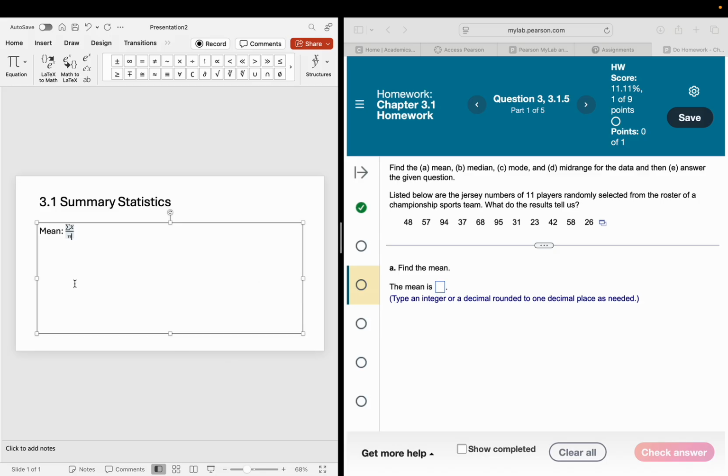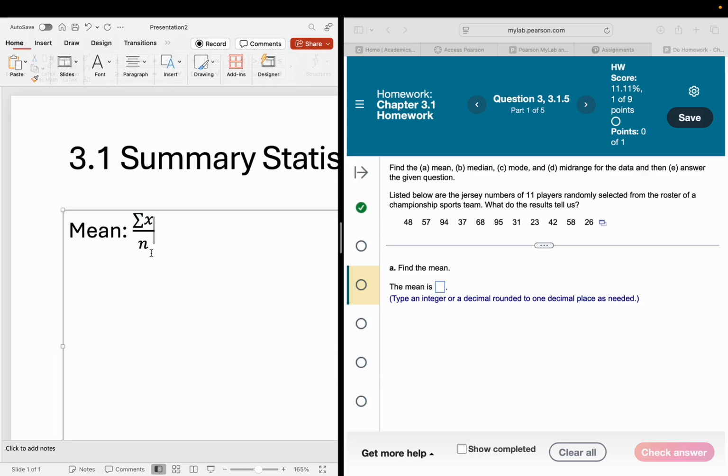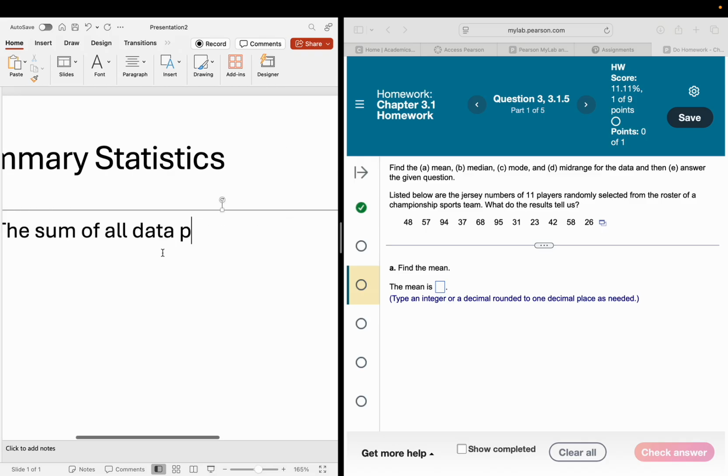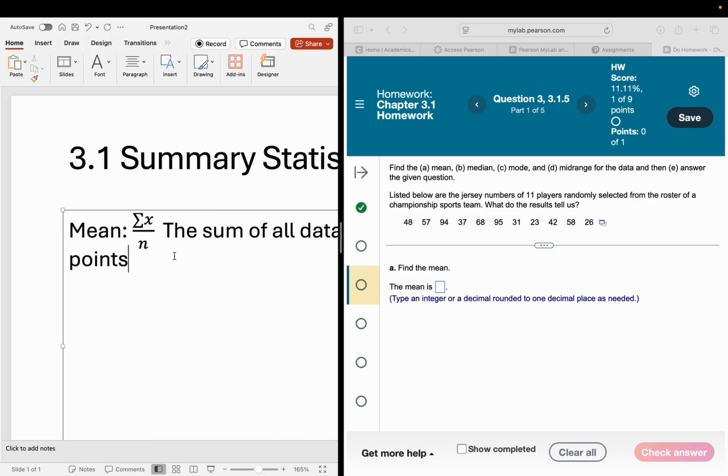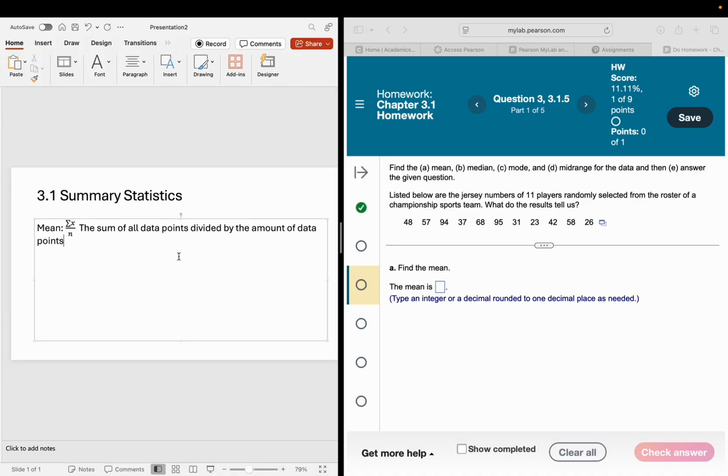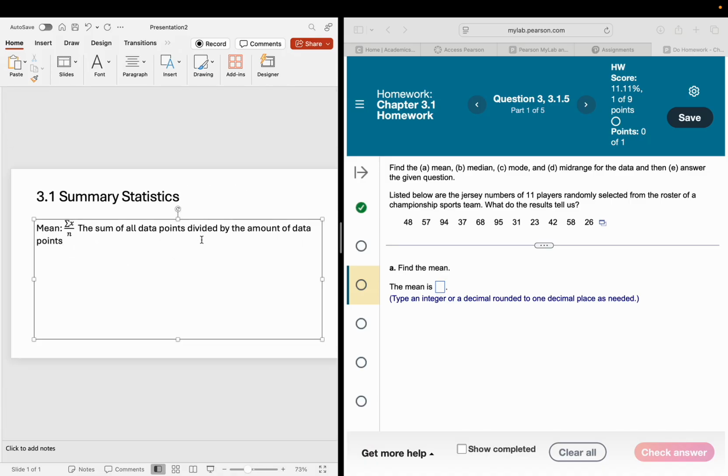Now, this formula right here is our new mathematical definition, or way of writing, mean. It is the sum of all data points divided by the amount of data points. All right, I think we know how to find the mean, right? You add up everything and then divide by how many things you added. That's another way of saying it.